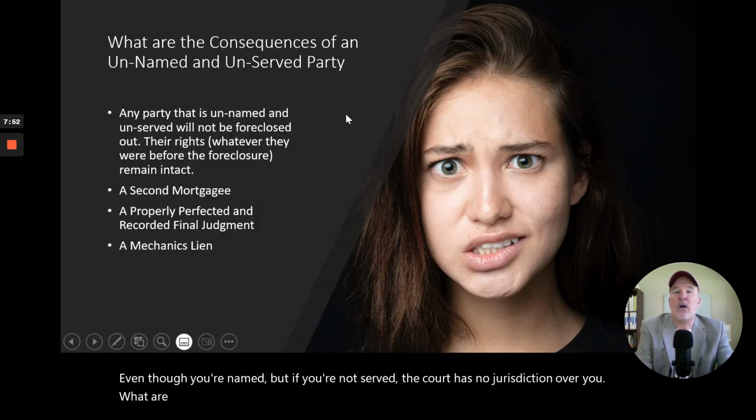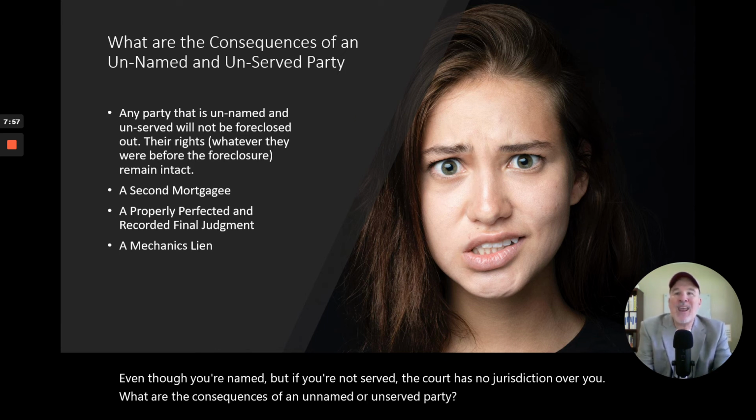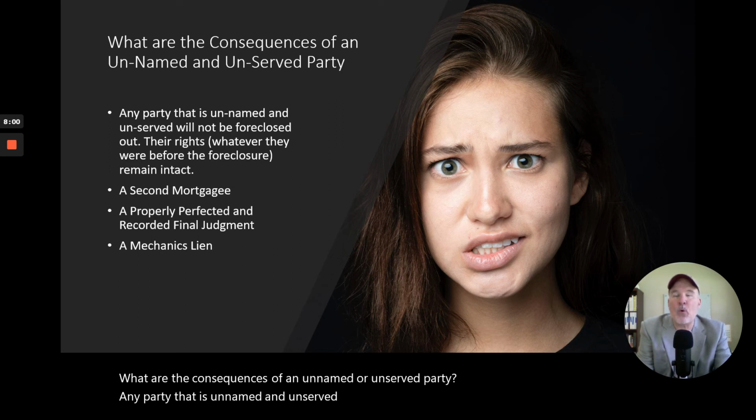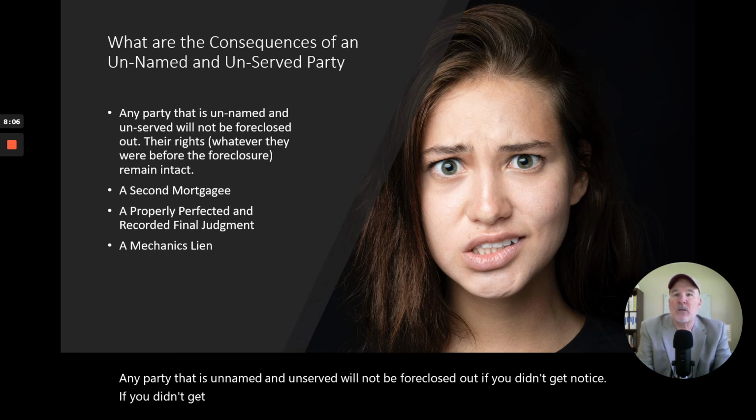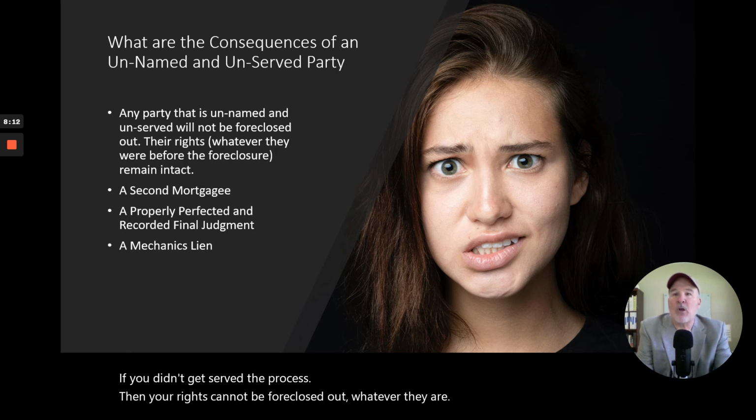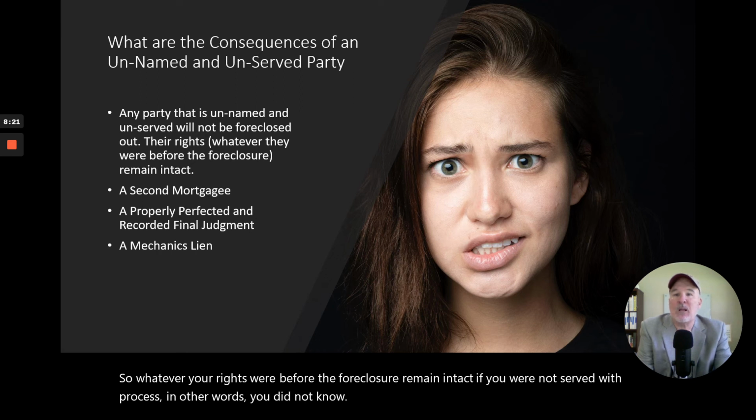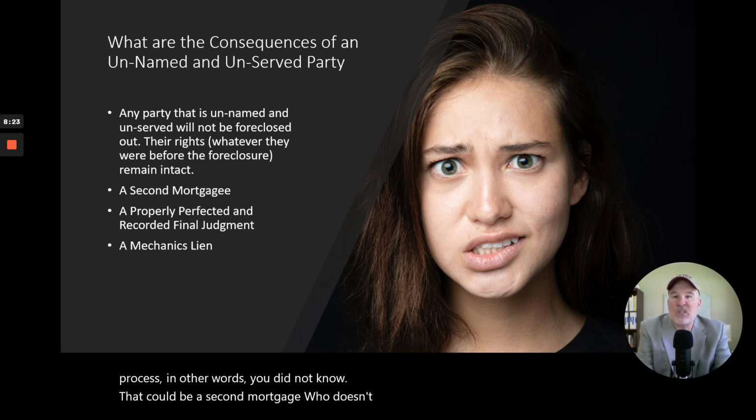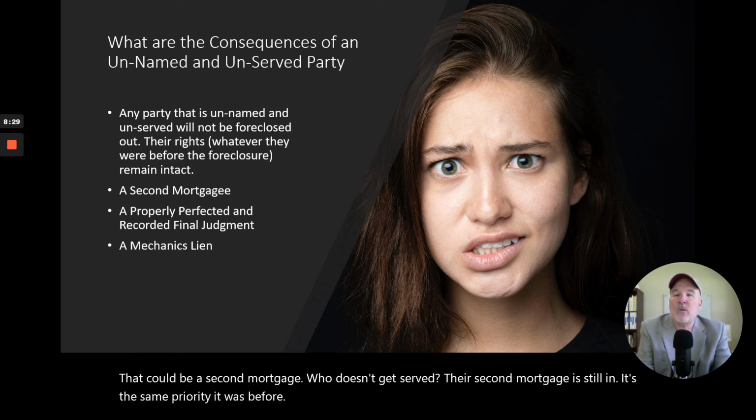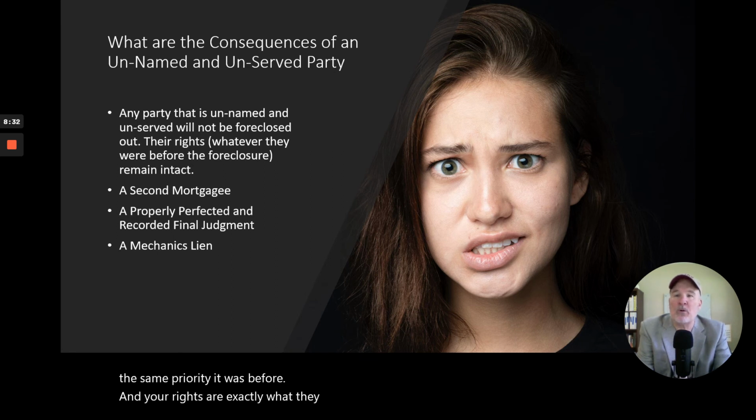What are the consequences of an unnamed and or unserved party? Any party that is unnamed and unserved will not be foreclosed out. If you didn't get notice, if you didn't get served process, then your rights cannot be foreclosed out, whatever they are. So whatever your rights were before the foreclosure remain intact if you were not served with process. In other words, you did not know. That could be a second mortgagee who doesn't get served. Their second mortgage is still in the same priority it was before. And your rights are exactly what they were before the foreclosure.